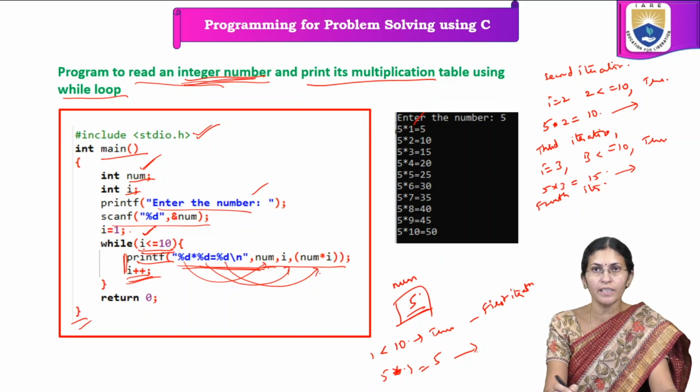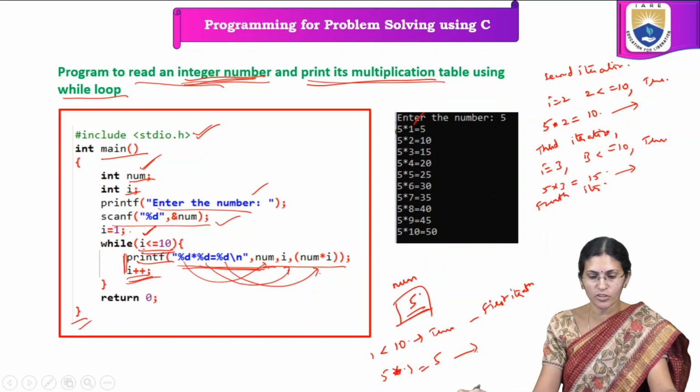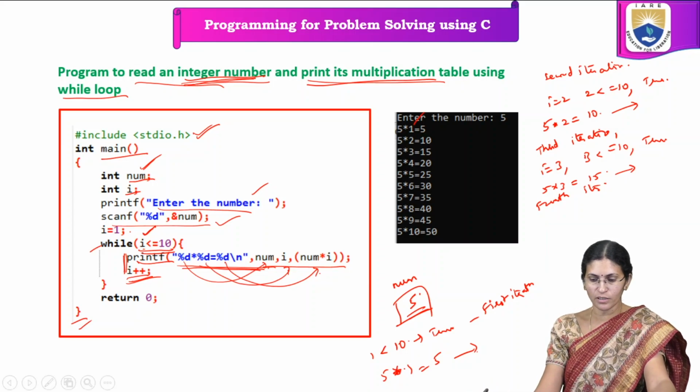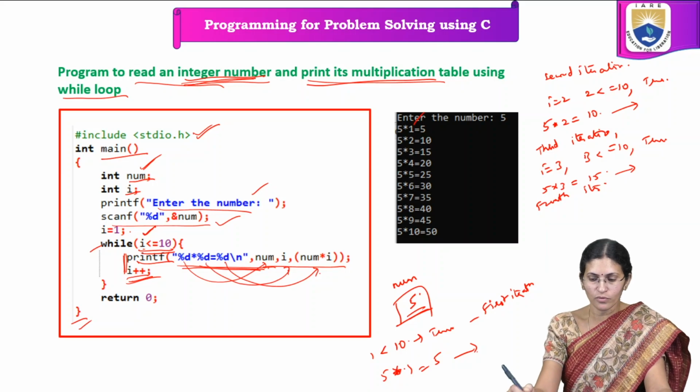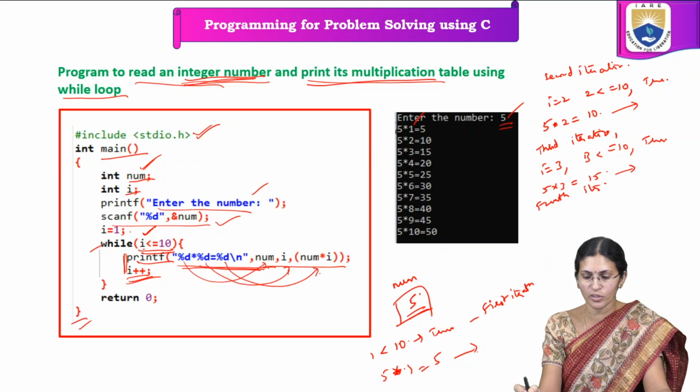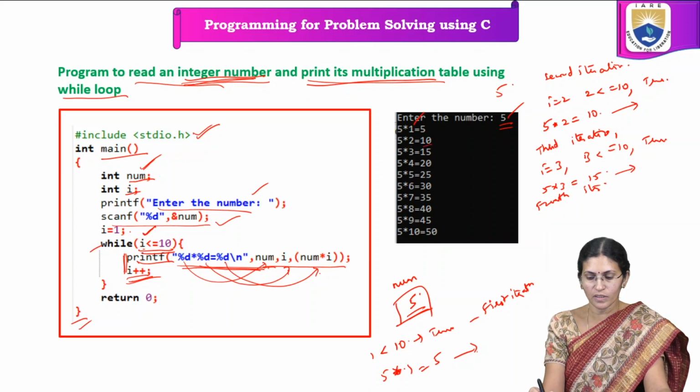In order to read an integer number from the user, we are using the scanf statement, and in order to print the multiplication table, we are using the while loop. In this way, we can write the program. When you run this, the user will be prompted to enter some number. Suppose the user is entering 5. Then we will get the output as 5 into 1 is equal to 5, 5 into 2 is equal to 10.